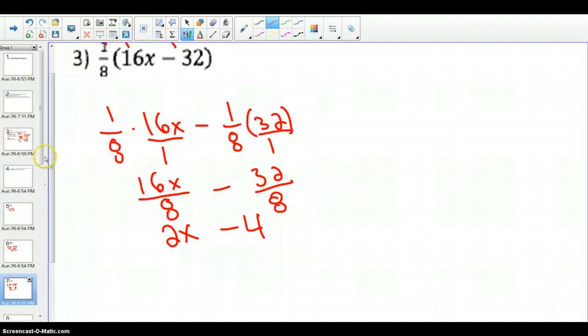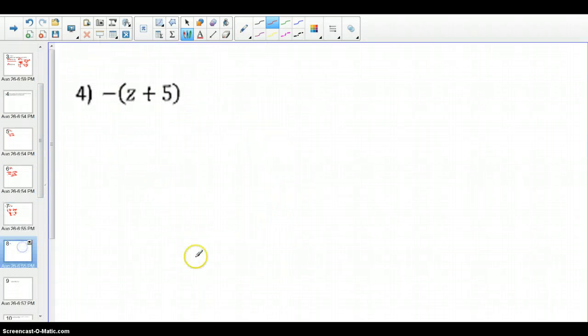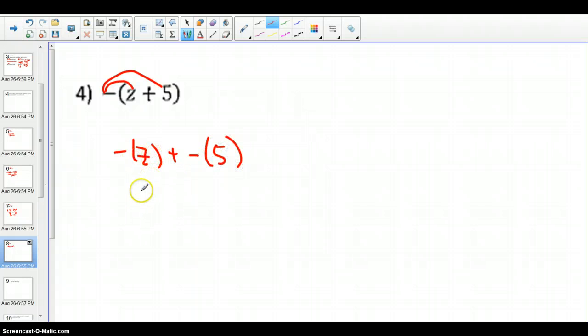Now I could also do this in regards to a negative in front of a quantity z plus 5. So what I'm doing with this is I'm taking the negative, multiplying it by the z, and taking the negative and multiplying it by the 5. So I have a negative in front of a z, and then I have a negative in front of a 5. That's just going to make negative z plus a negative 5. So I have a plus and I have a minus, which just makes it a minus 5.